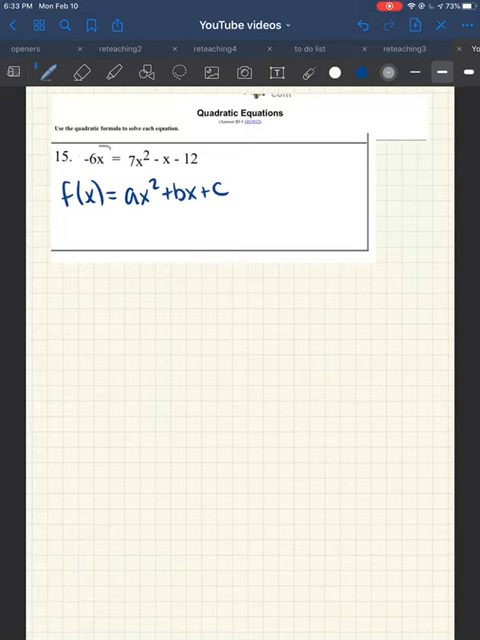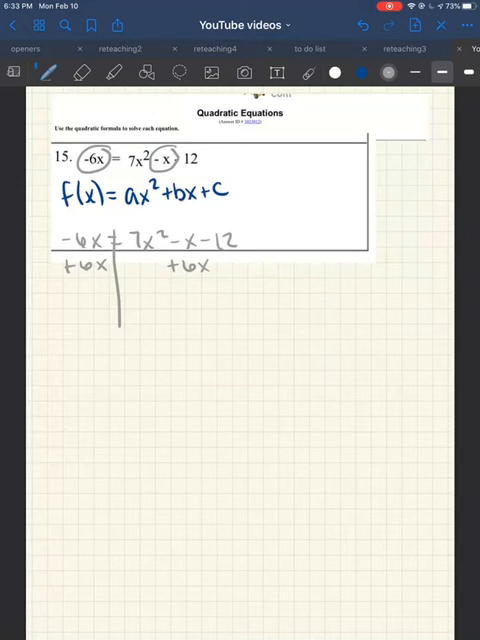I see common denominators here, so I'm going to add that 6x over, so I will do negative 6x equals 7x squared minus x minus 12. Add 6x to both sides. Okay, that will give me 0 equals 7x squared plus 5x, negative x plus 6x will give me a 5x minus 12.